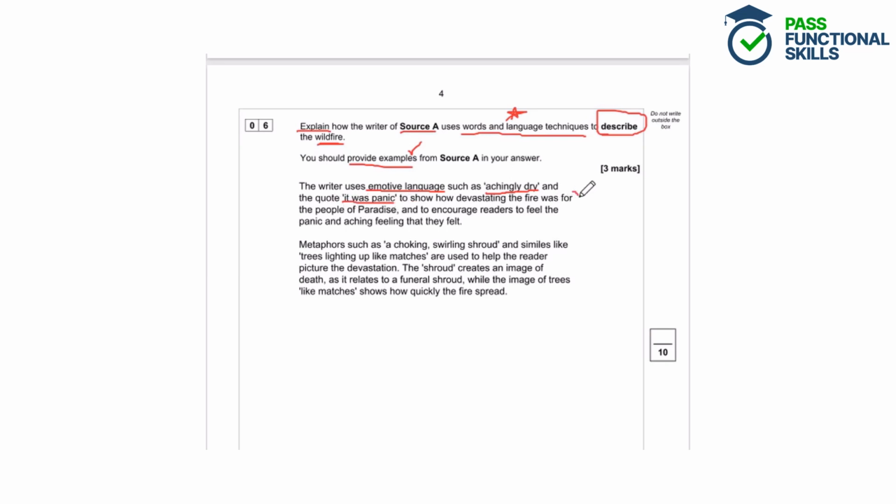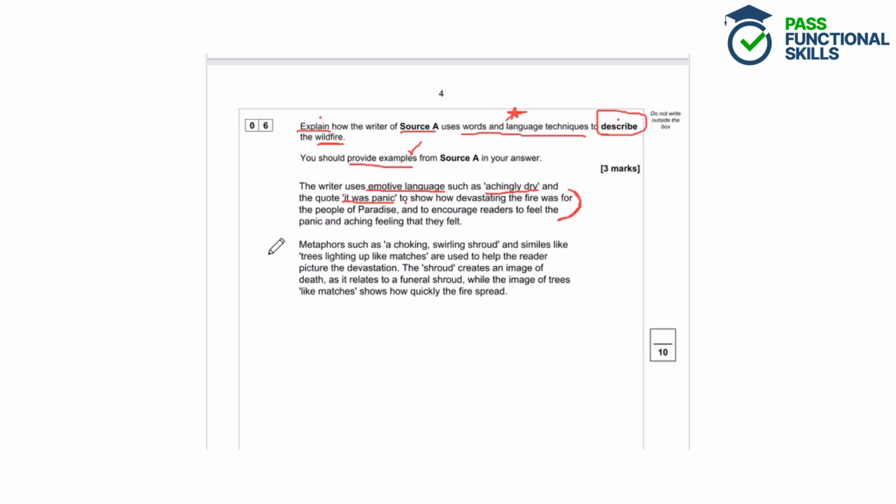Now this part here is the explanation. So you're explaining how this point here, how these techniques are creating an effect on the reader. What is the effect of these? How is it being used to describe the wildfire? So the student has really shown how the source makes them think and how it makes them feel about the fire. So it shows them how devastating the fire is and it encourages them to feel that feeling.